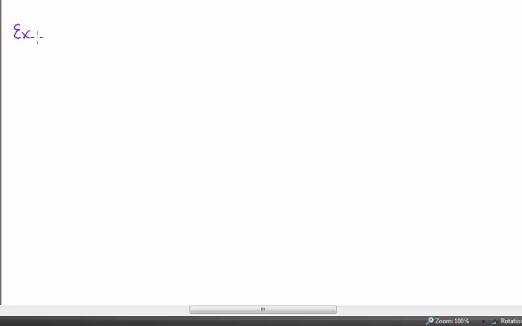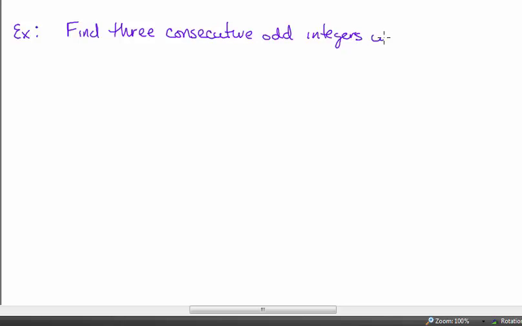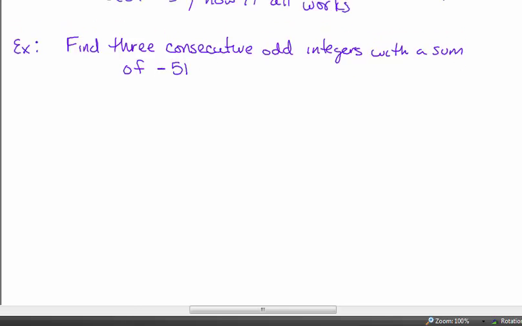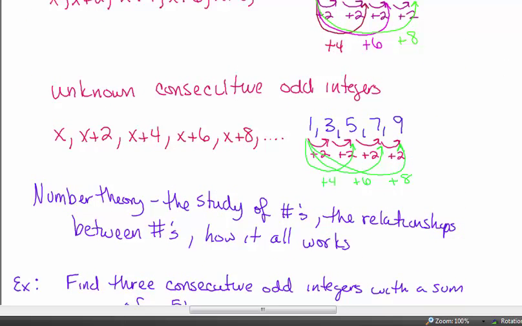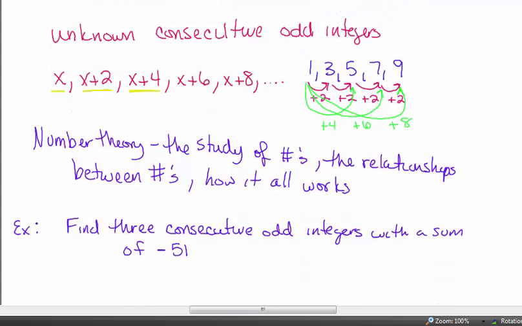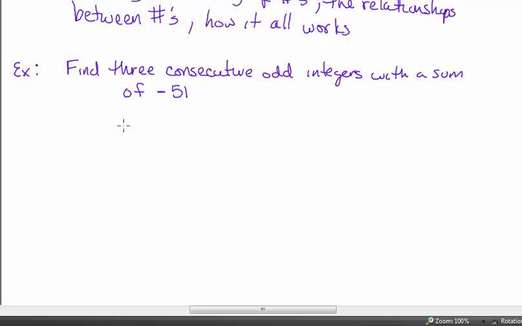So example 1 is: find 3 consecutive odd integers with a sum of -51. So let's back up here. Consecutive odd integers. I want to find 3 of them. 1, 2, 3. First, my second I add 2. My third I add 4. So I'm going to write these down: my first one, my second one, and my third one.